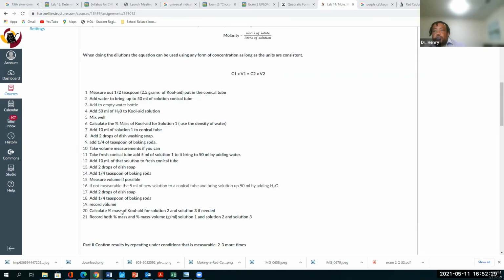So for 20, you have to do it only for solution 2 and solution 3. You didn't have to. Well, I guess you use solution 2. So you're going to have to calculate the percent mass for solution 2, but you can use that equation to calculate the percent mass as well. On 21, you have to calculate the percent mass, which you already have for 1 and 2, and then you have to calculate mass volume, which is grams per mole times 100%. So you want to do that for solution 1 and solution 2. Does that make sense?